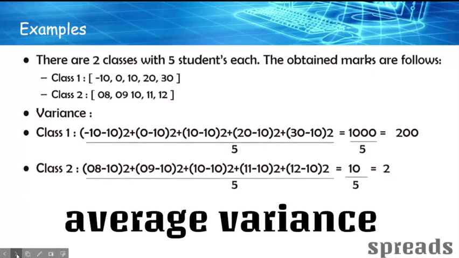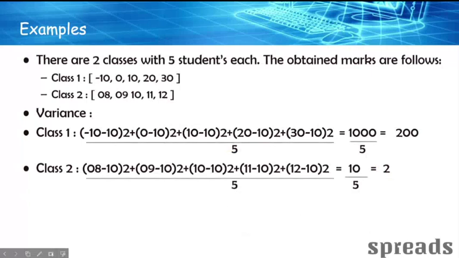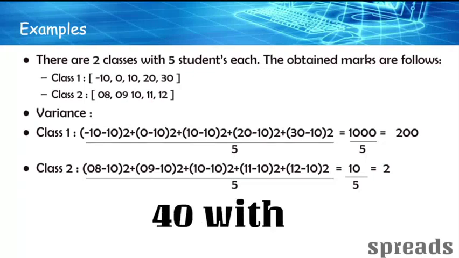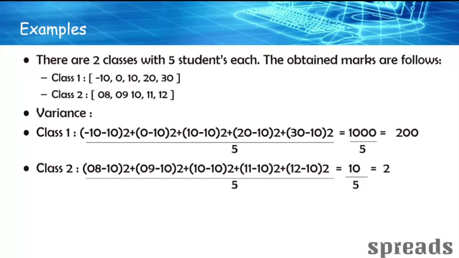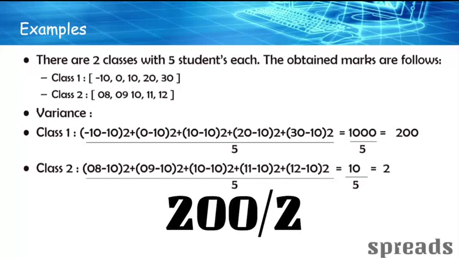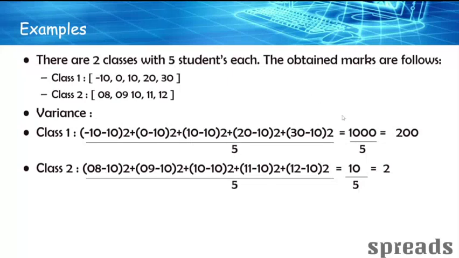Let me get this division symbol. So this is the average. Even now, the difference where we saw the mean, both classes showed the same property, whereas with respect to the range, the spread, we had something like 40 and 4. But here we have a huge difference, 200 versus 2.